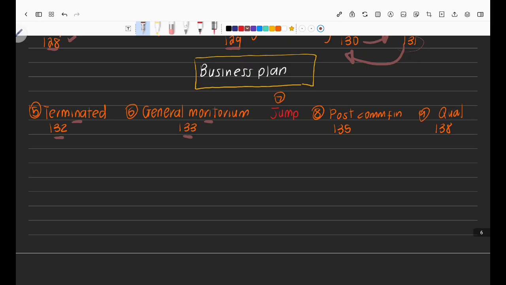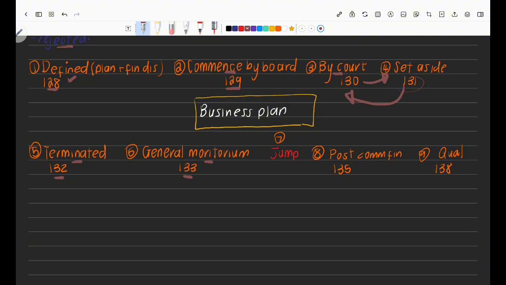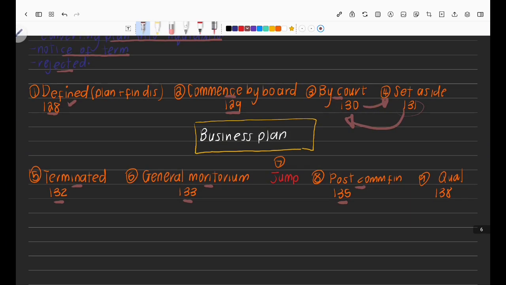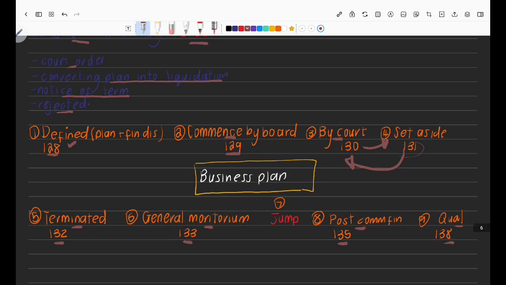Section 133 talks about the general moratorium of the rules, and then you jump section 134, you go to section 135, which talks about the post-commencement financing, and then we go on to the qualifications of this practitioner. So instead of memorizing the sections, you can actually memorize the order of this. You define first, know where it starts, right? Starts at 128. You define, you commence. There are 2 ways to commence, by board order or by court, right? Set aside, terminate, then legal consequences, and one of them is general moratorium, then post-commencement funds, and then the practitioner themselves is going to be implementing this business plan. And there we talk about their qualifications, which is in section 138.